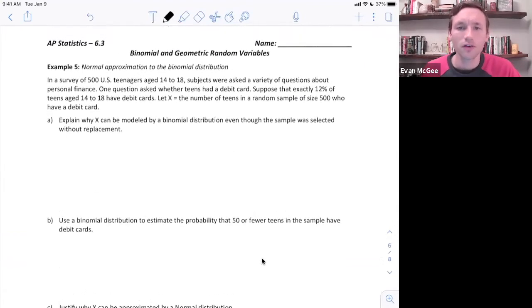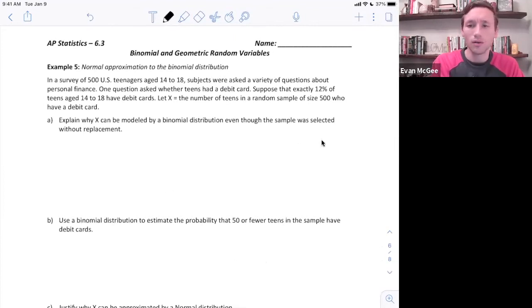In a survey of 500 US teenagers aged 14 to 18, subjects were asked a variety of questions about personal finance. One question asked whether teens had a debit card. Suppose that exactly 12% of teens aged 14 to 18 have debit cards. Let X equal the number of teens in a random sample of 500 who have a debit card. Explain why X can be modeled by a binomial distribution even though the sample was selected without replacement.